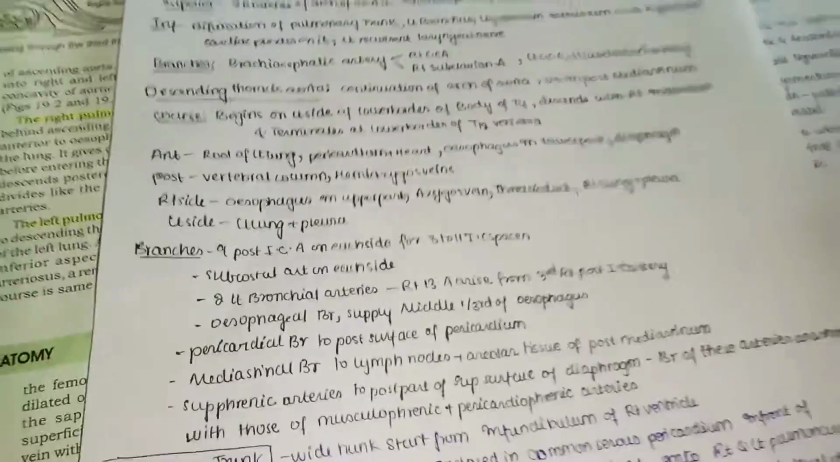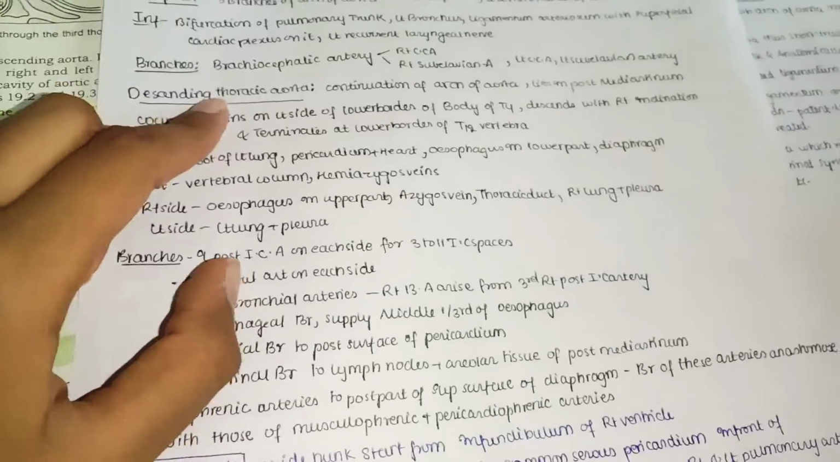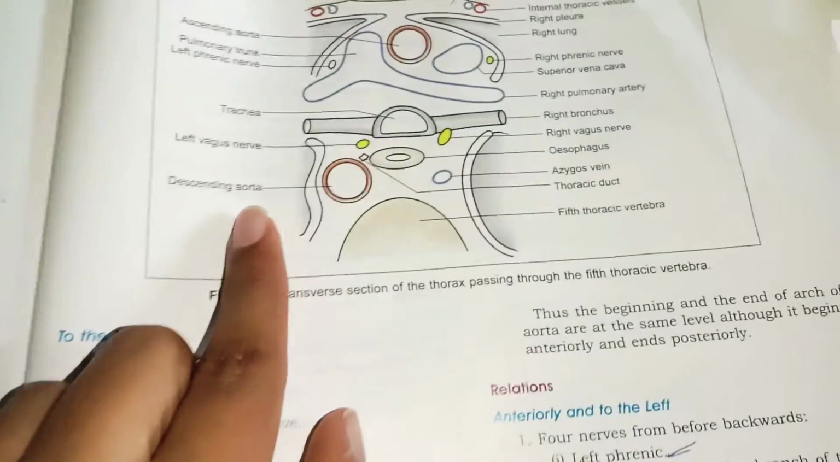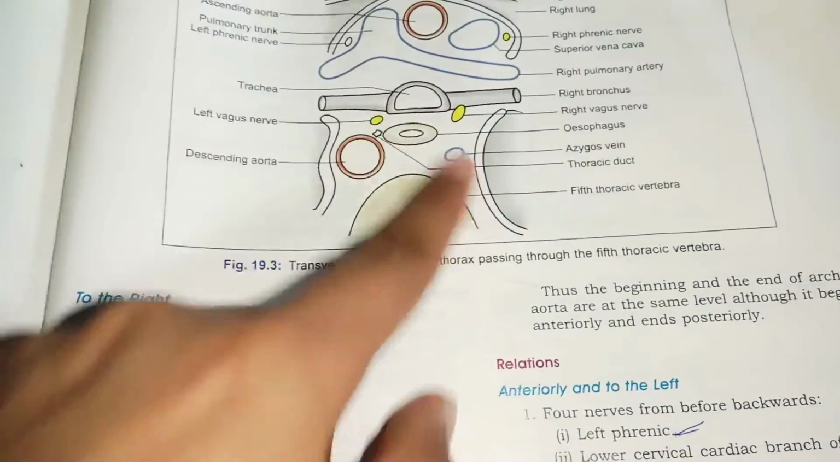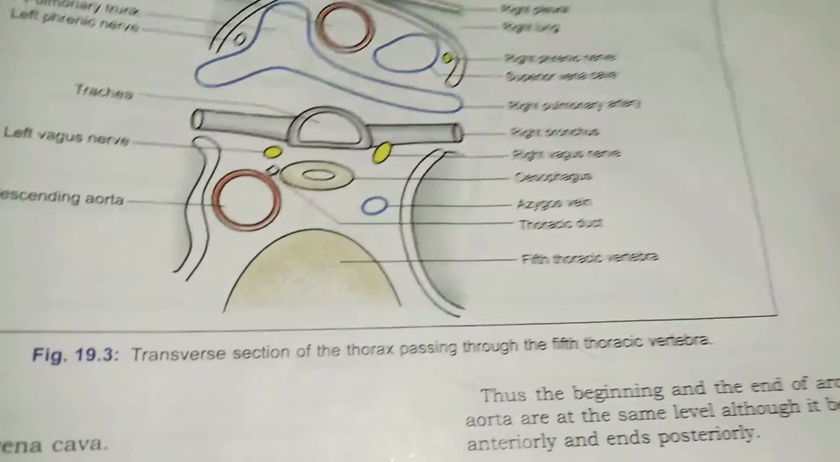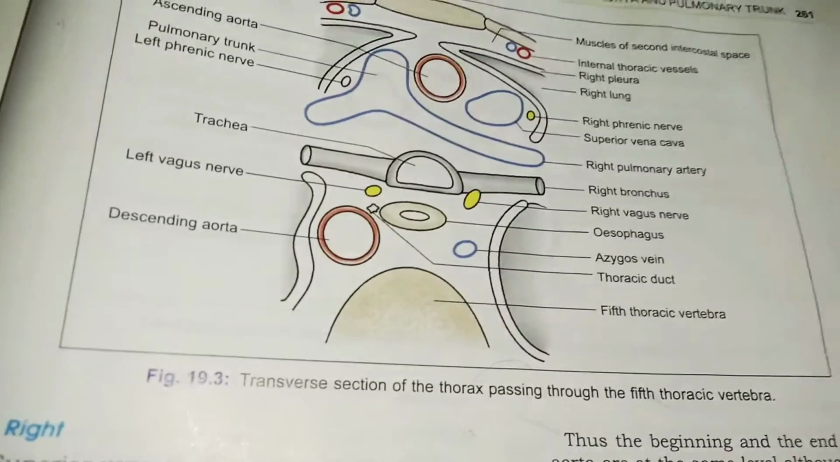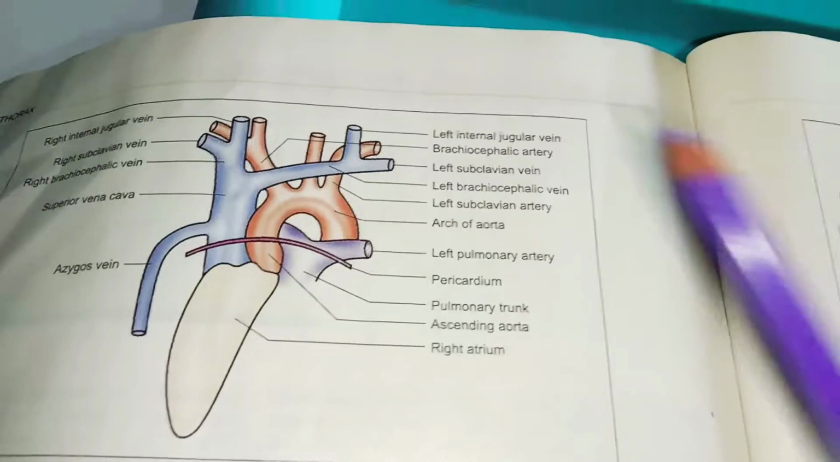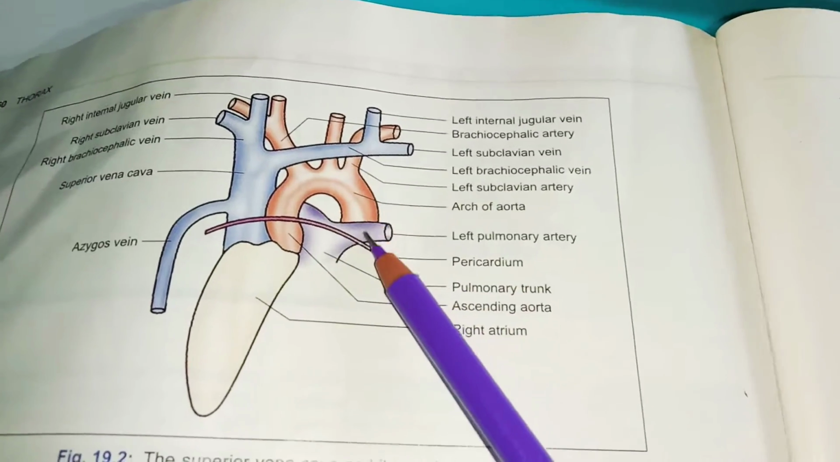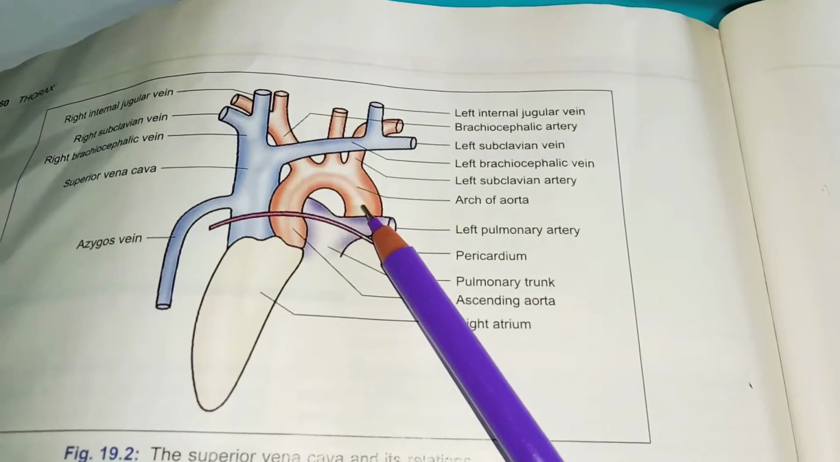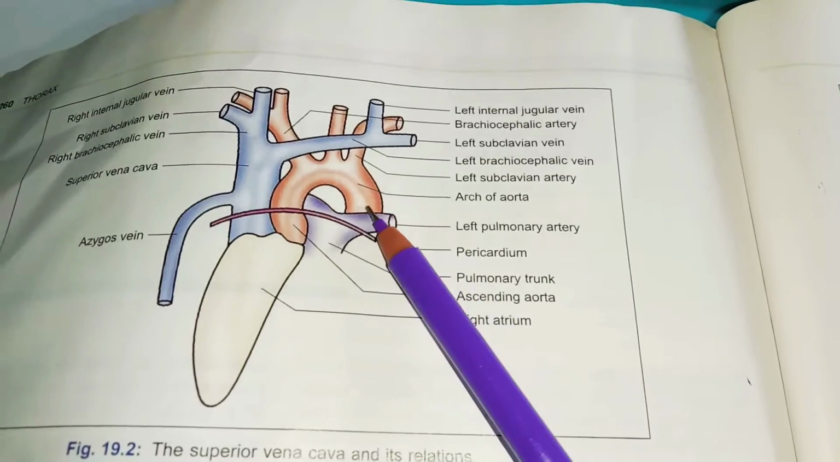Now we will see some details of our descending thoracic aorta. The descending thoracic aorta diagram is over here. You can see this is the descending thoracic aorta and the structures which are related to it. Now we will discuss this in detail. The descending thoracic aorta is a continuation of arch of aorta. So coming again back to this diagram, the arch of aorta just continues as the descending thoracic aorta, and it lies in the posterior mediastinum.